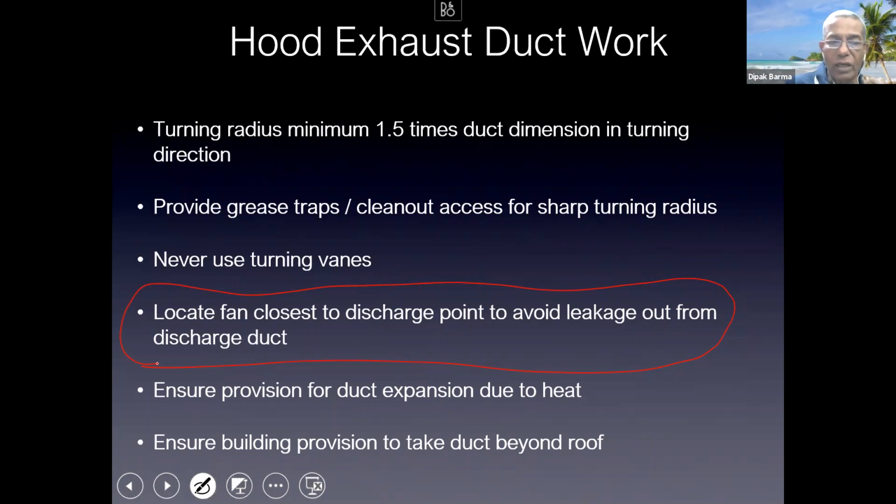Please ensure that whatever is the building provision, you have to take the duct beyond the roof, and there is a minimum level. I believe some standards say 2 meters, some standards say 3 meters beyond the roof level. So that has to be taken care of depending on the locality and the standard applicable. Use it accordingly.